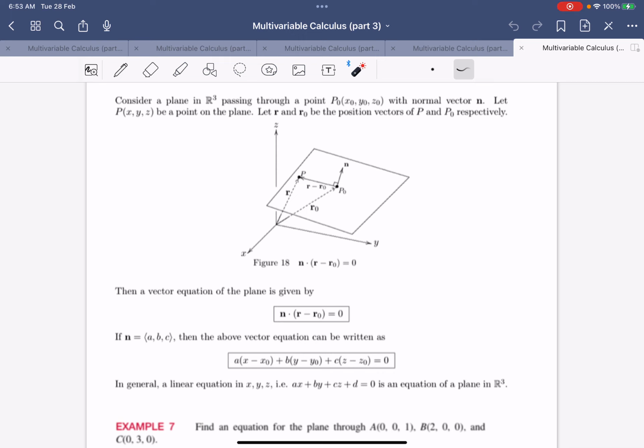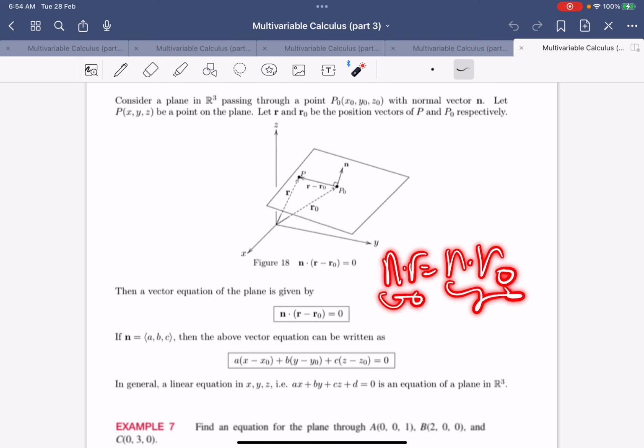And so now you can represent a plane with a point and a vector. If you have a known point and a point you want on the plane, then you just need to find the vector in between them, which is r minus r naught, and this n is perpendicular to r minus r naught, so the dot product will equal 0. So n dot r equals n dot r naught, because r is a point on the plane and r naught is a known point on the plane, they are equal.